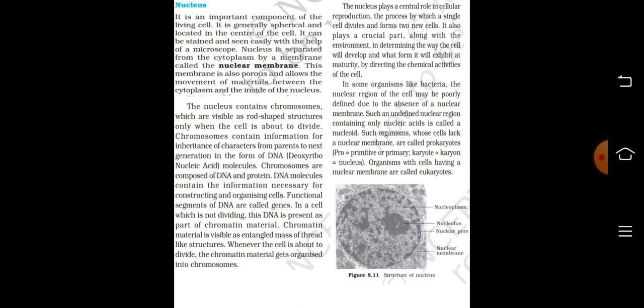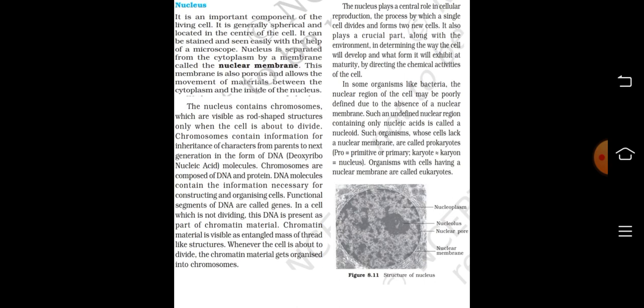The nucleus contains chromosomes, which are visible as rod shaped structures only when the cell is about to divide. Chromosomes contain information for inheritance of characters from parents to next generation in the form of DNA molecules. Chromosomes are composed of DNA and protein. DNA molecules contain the information necessary for constructing and organizing cells. Functional segments of DNA are called genes.